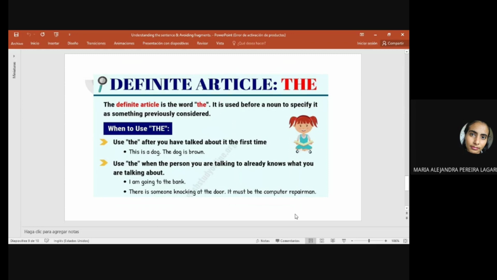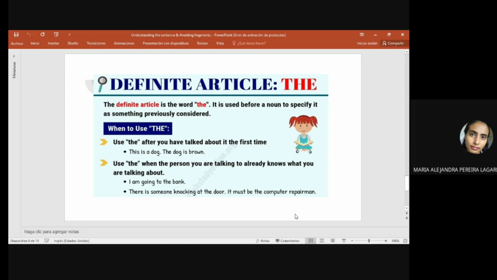To define the article: the is used before the noun to specify something previously considered. When to use the? We use the after you have talked about it the first time. This is a dog. The dog is brown. We use the when the person you are talking to already knows what you are talking about.